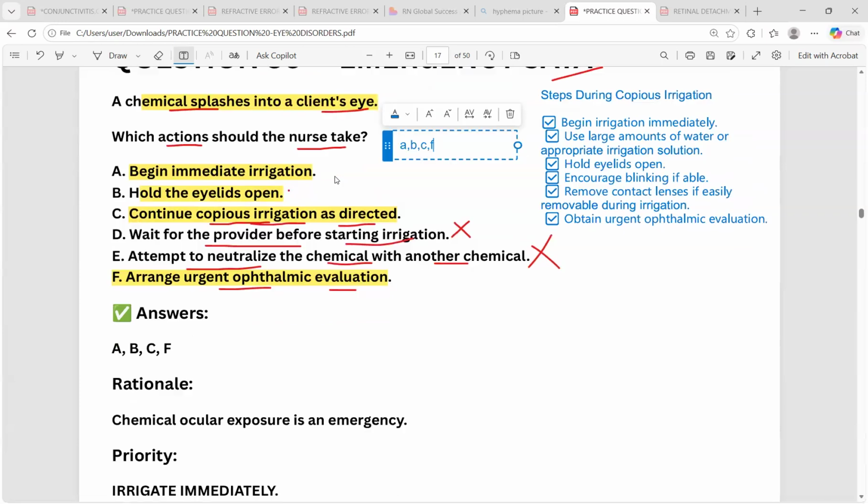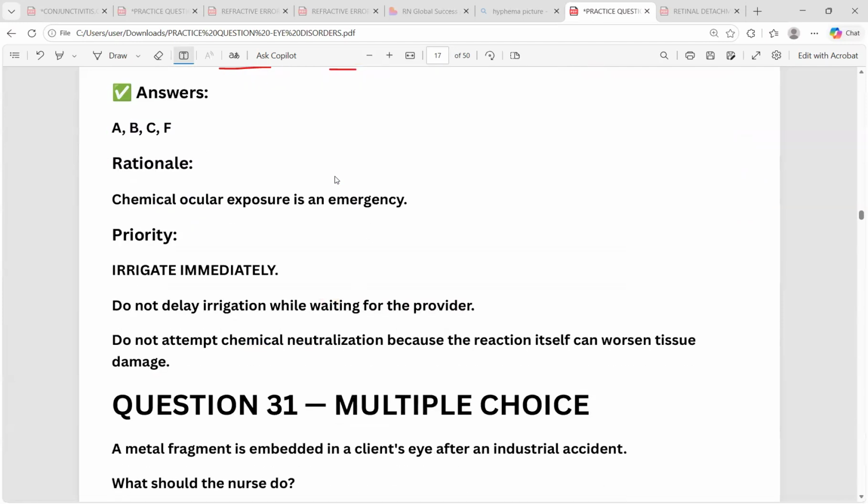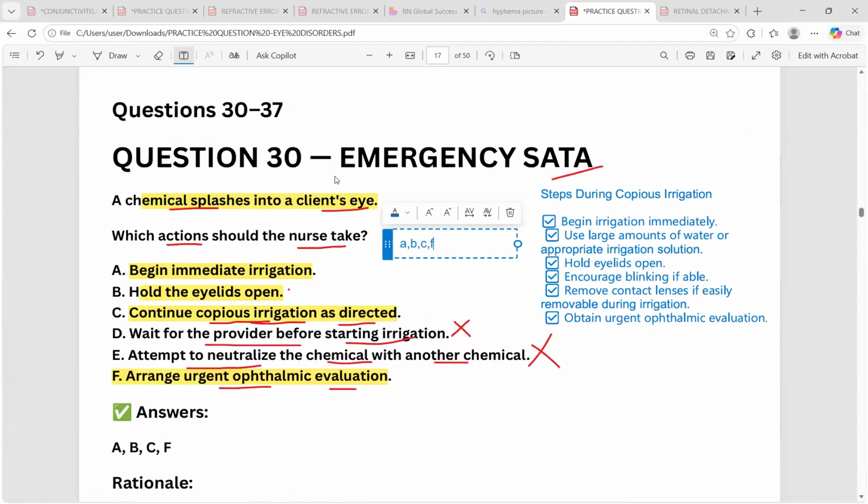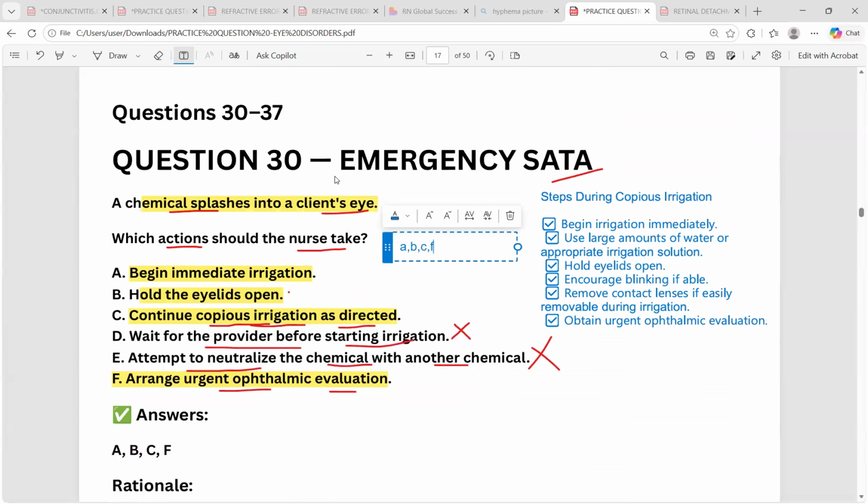It was a good analysis. Ma'am, one doubt. Yeah, no problem. The fourth point, ma'am: encourage blinking if able.